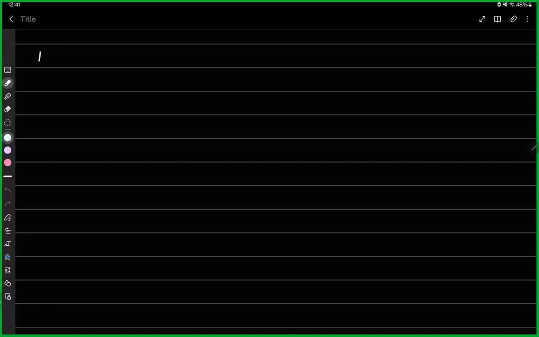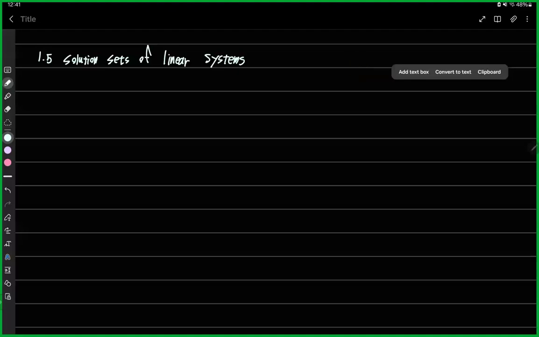Let me start with 1.5, solution set of linear systems. We're talking about the matrix equation AX equals B, which is the matrix form of a linear system of linear equations. But here, first, let me consider the matrix equation with the zero column vector on the right-hand side.